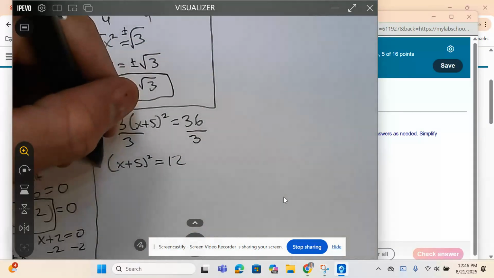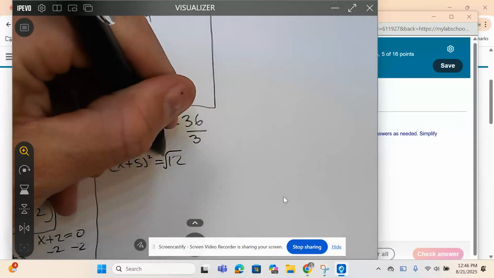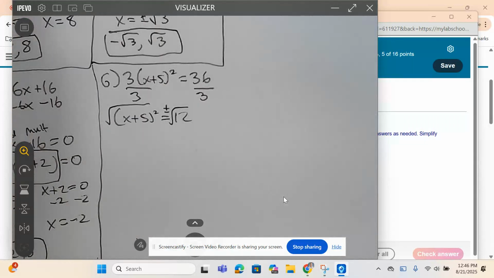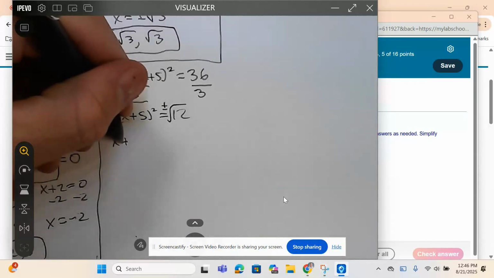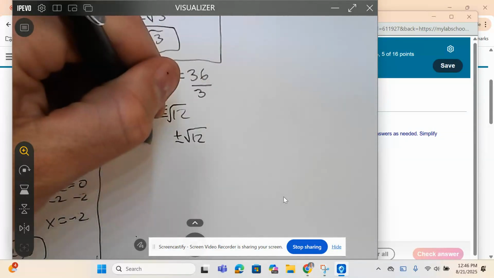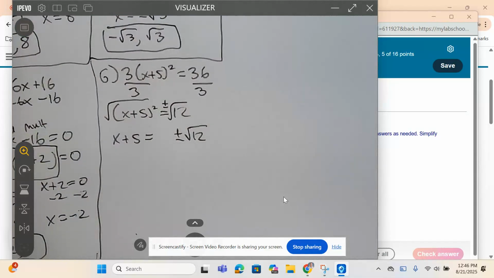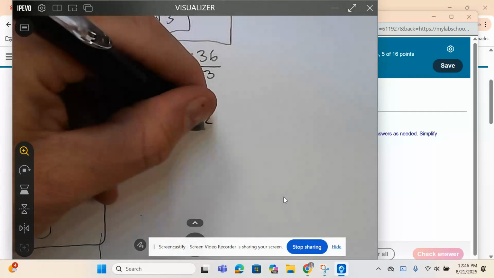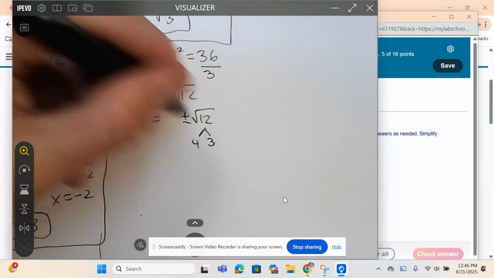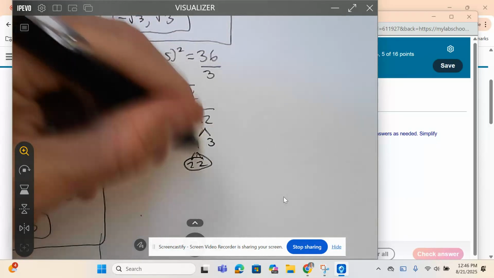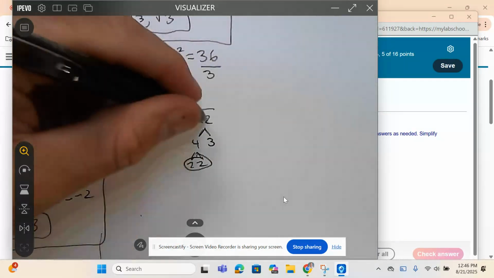All right, now I'm going to take the square root of both sides. Square root, plus or minus. So x plus 5, this is not going to be a perfect square, so it's going to be plus or minus the square root of 12. I'm going to leave some space in between there. The problem here is that 12 can simplify. 12 has factors in it. It's got a pair in it. So 4 and 3, 2 and 2. So that'd be 2 square root of 3.